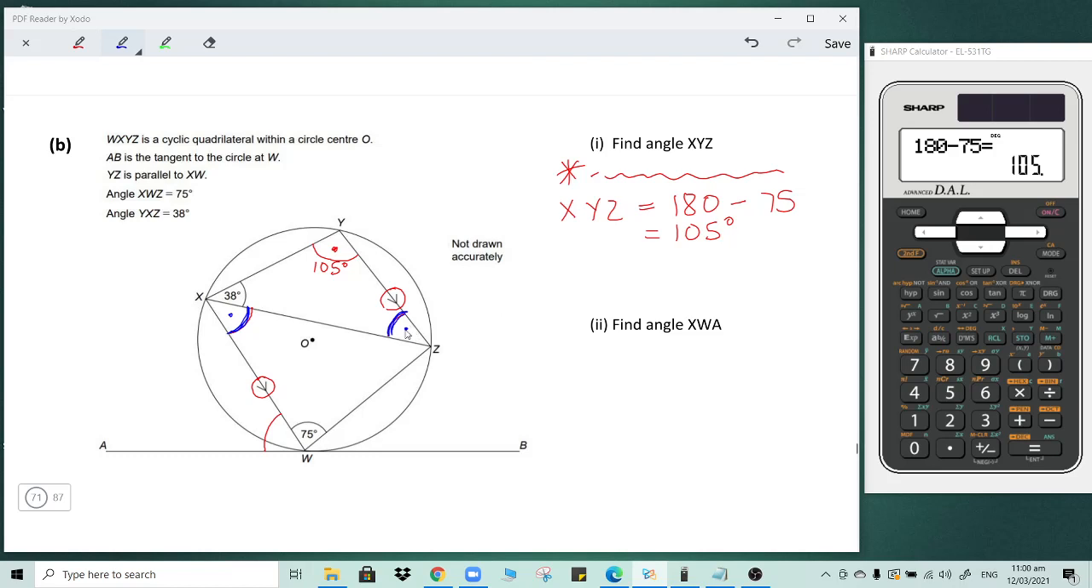How do we find this angle? All the angles in a triangle add up to how much? 180. So I'm going to show the examiner now that I'm going to find YZX. To find YZX, I'm going to add up the 38 and the 105 and minus it from 180. So it's 180 minus, open brackets, 38 plus 105. Let's work that out quickly.